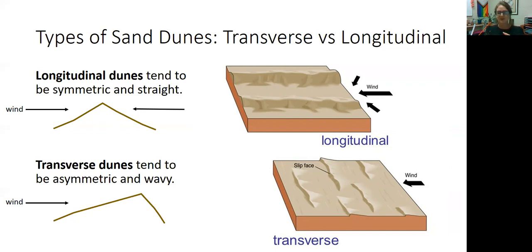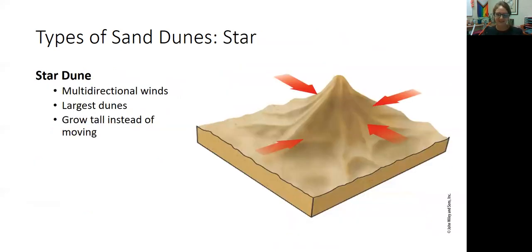Transverse dunes, these are the ones that are formed by a single wind direction. So they are going to have that ramp side and the steeper slope face. And yes, they are still straight, but they're going to be a little wigglier, a little wavier, and not be as linearly continuous.